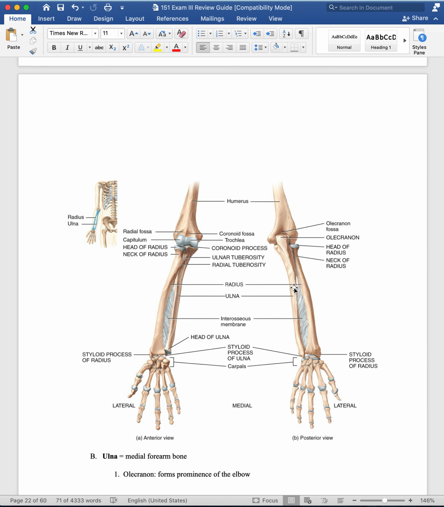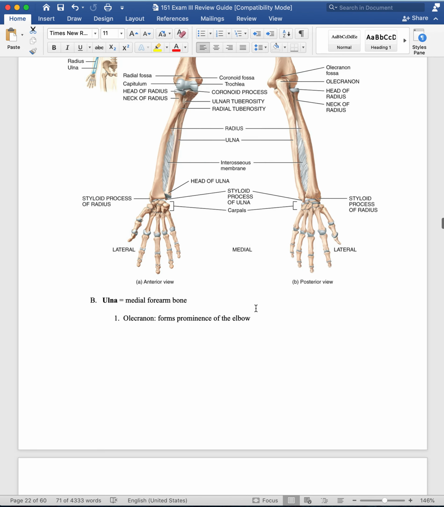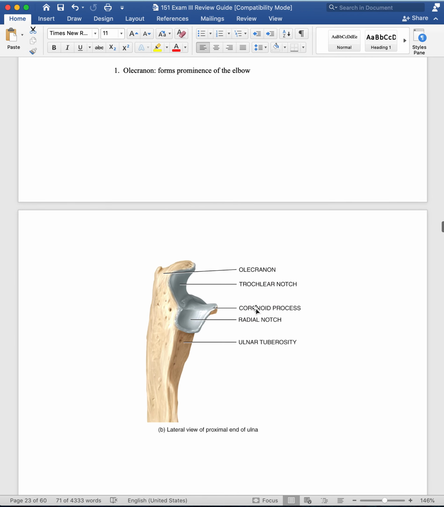If we follow the olecranon down, obviously this is the ulna that's going to reach down to the wrist bone. And here on this side we have the head of the radius that's interacting on the other side here with the capitulum. That's going to come down to the styloid process of the radius and interact with the carpals at the wrist. We have an interosseous membrane that holds the radius and the ulna together. And then let's talk a little bit more about the ulna.